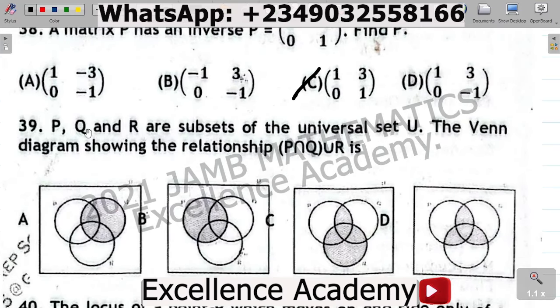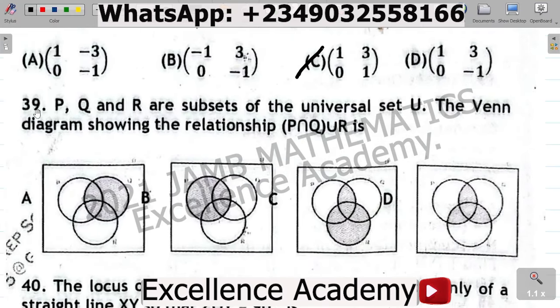Okay. Next up, 39. Question 39 says P, Q, and R are subsets of a universal set U. The Venn diagram showing the relationship P intersection Q union R is, so you have option A, option B, option C, and option D. Which of these is the correct answer? Now, the first thing you want to note is that for each of these, P is labeled this way, Q is labeled here, and R is here.